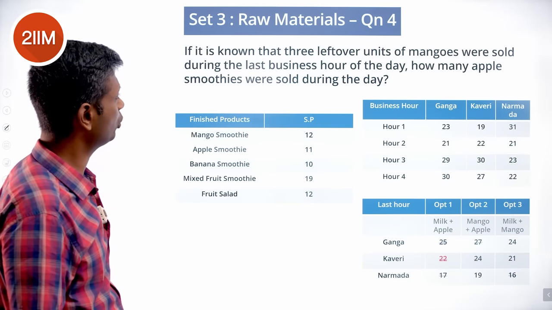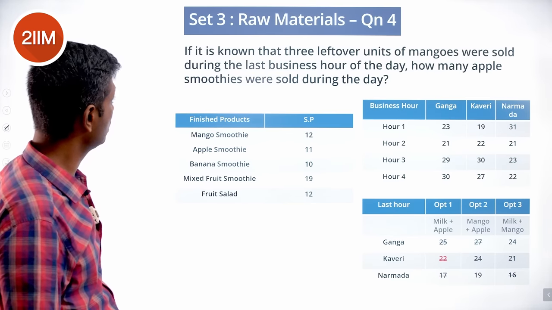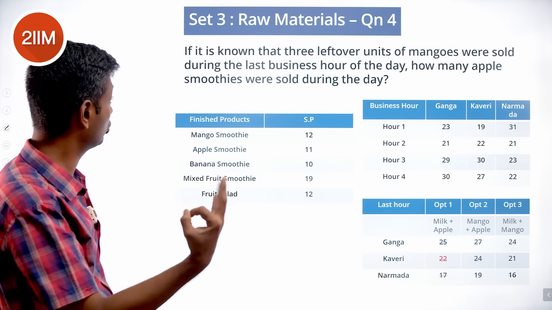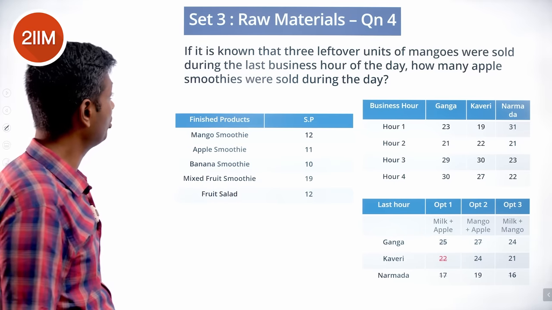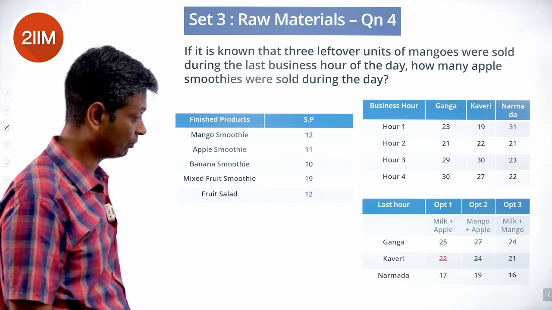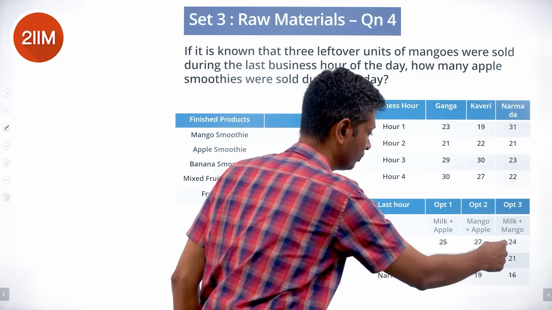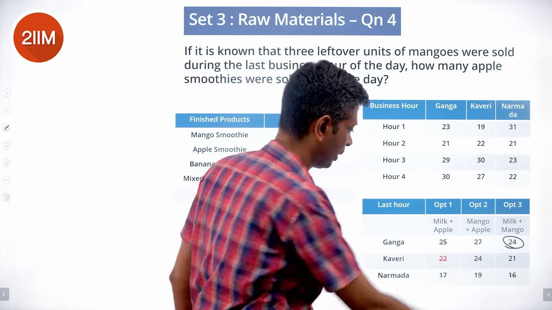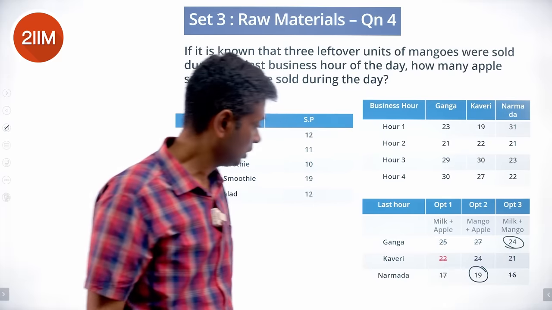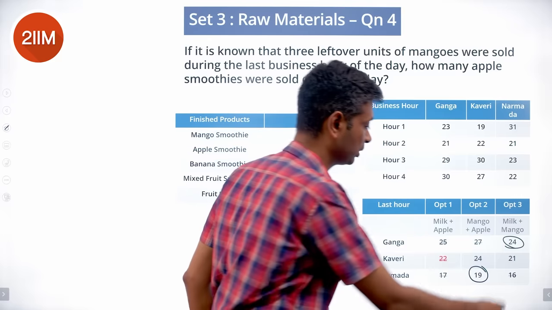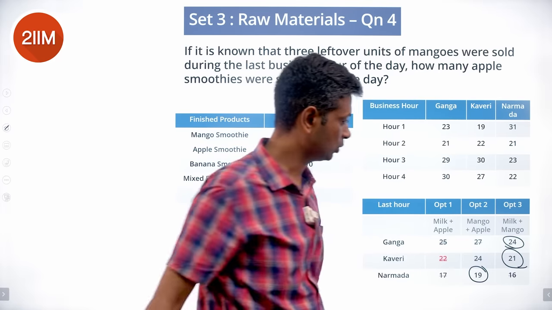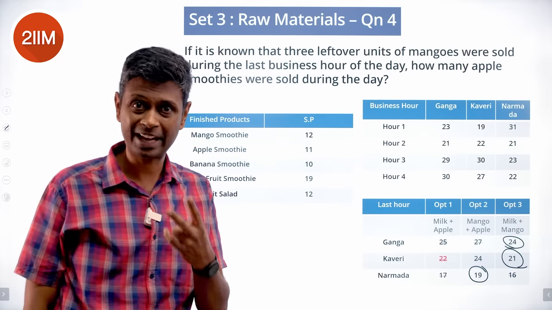It is known that three leftover units of mangoes were sold during the last business hour of the day. How many apple smoothies were sold during the day? Three leftover mangoes. So this is milk plus mango, that we know. This is mango and apple, that we know. Kaveri should have also sold milk plus mango. So her last hour should have been 21, actual sale.